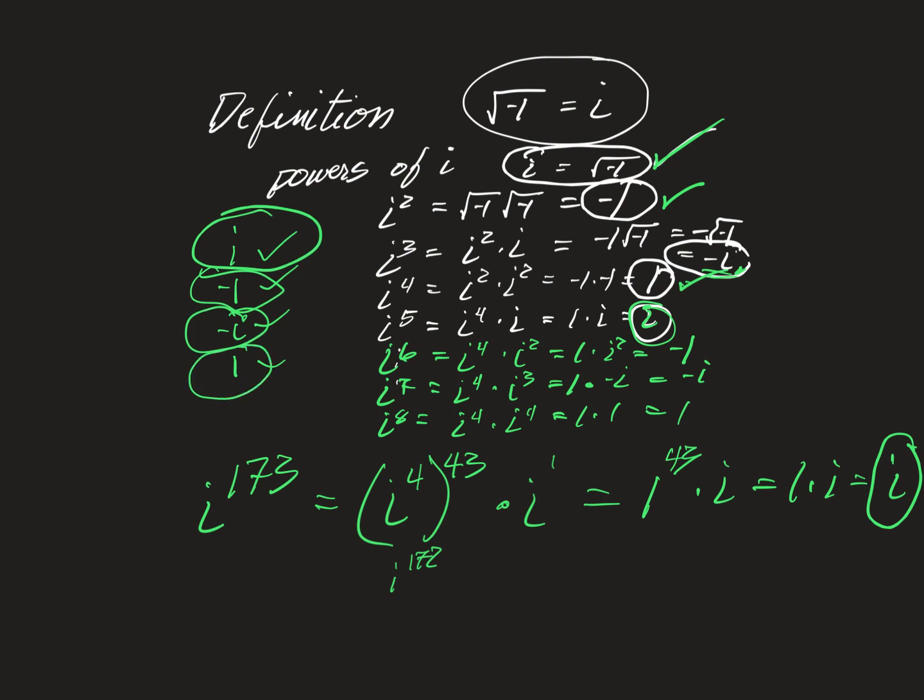And so you're always looking for what powers of i to the 4th go into these large powers. Once you figure that out, then whatever's left over is going to either be i, -1, -i, or 1. Alrighty? So, next step. Let's go to the next problems.